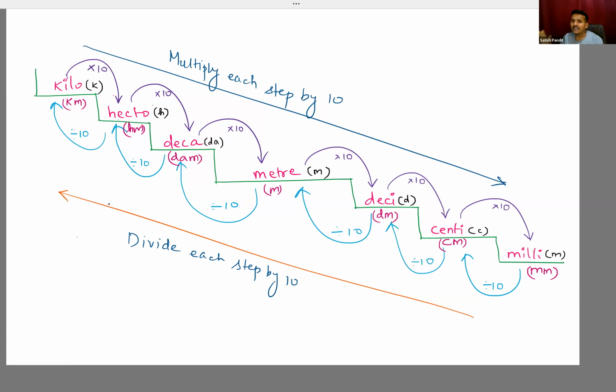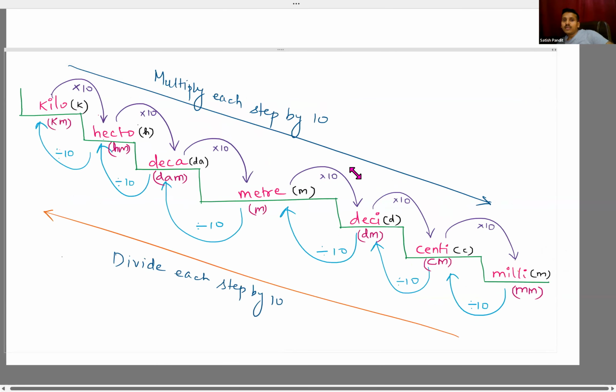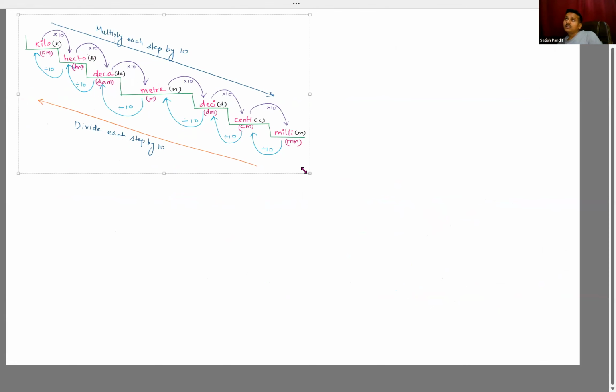Now we'll be using this ladder diagram to do some conversions. So let me use this one. Actually, let me take a copy of this. And we'll do some conversions. Conversion is very helpful even in 10th standard. Actually, we have a chapter like surface areas and volumes. There, generally in the exam, they will give different units and people will not be able to convert properly.